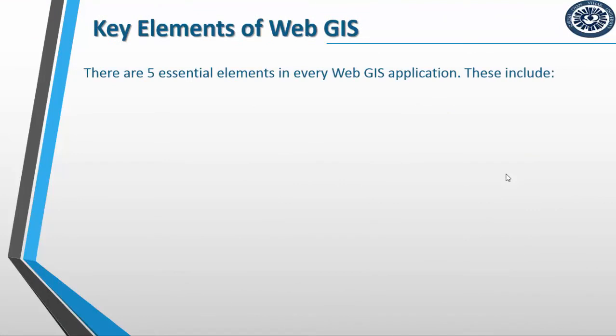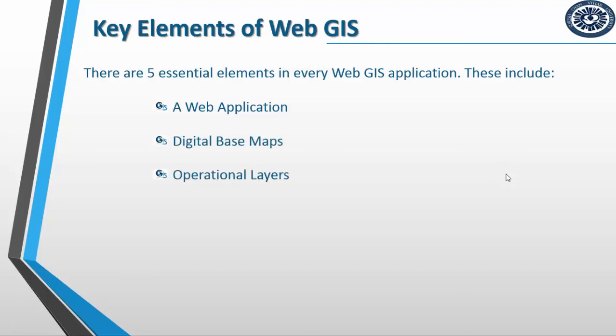Let's see some key elements of WebGIS. There are 5 essential elements in every WebGIS application. These include a web application, digital base maps, operational layers, tasks and tools, and one or more geodatabases. So these are the 5 key elements of WebGIS.